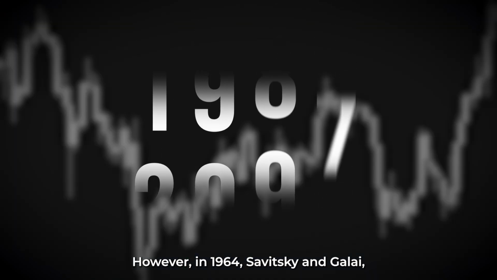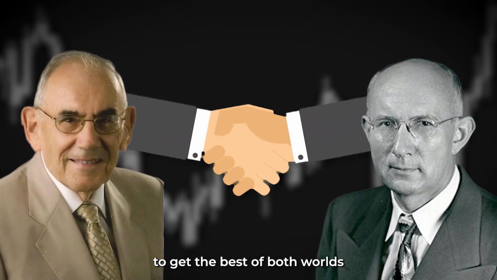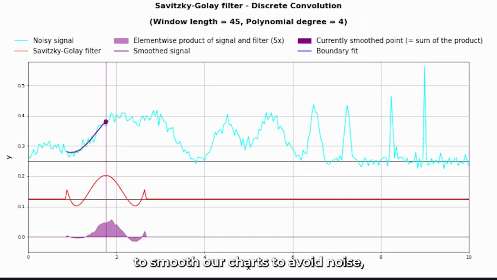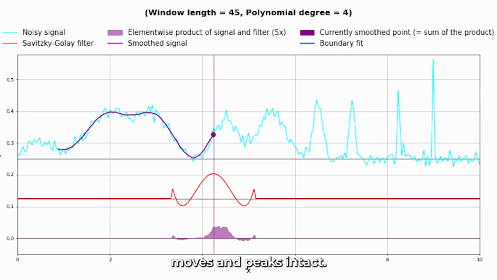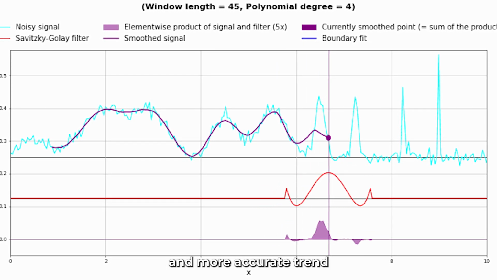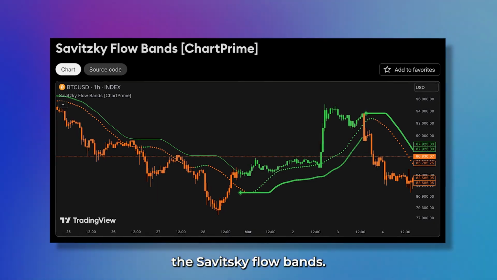However, in 1964, Savitsky and Golay, two statisticians, aimed to get the best of both worlds by creating the Savitsky-Golay filter. This filter allows us to smooth our charts to avoid noise, whilst keeping key market moves and peaks intact. This can allow us to create lower noise and more accurate trend-following techniques. So that's why we, at Chart Prime, created the Savitsky Flow Bands.